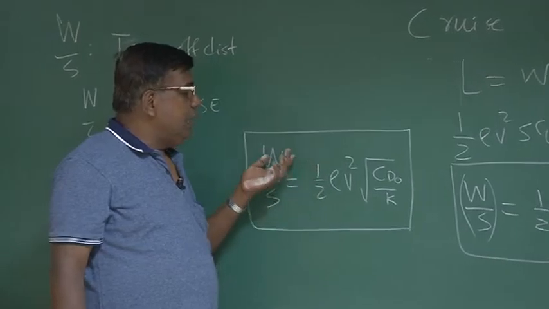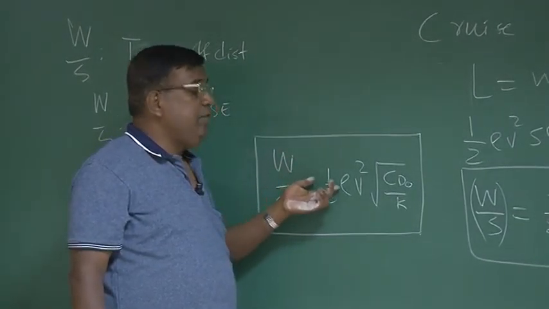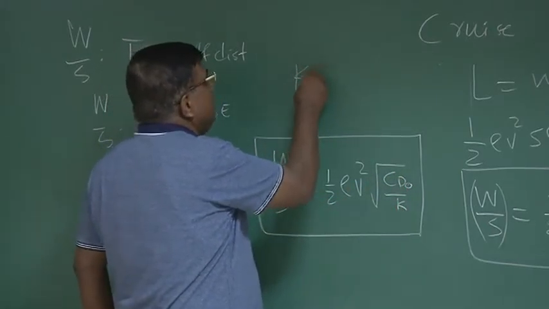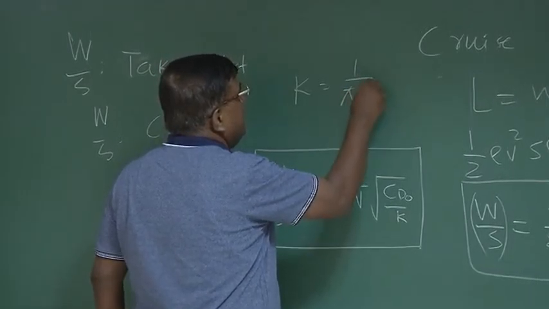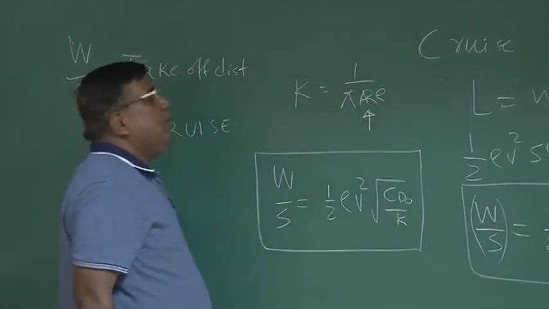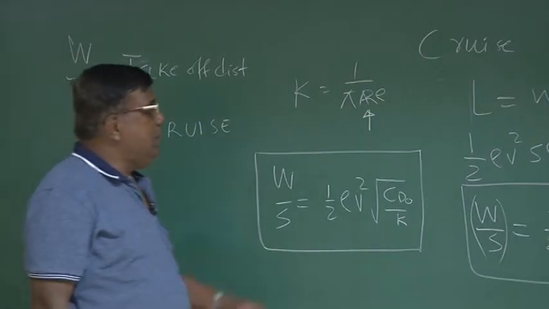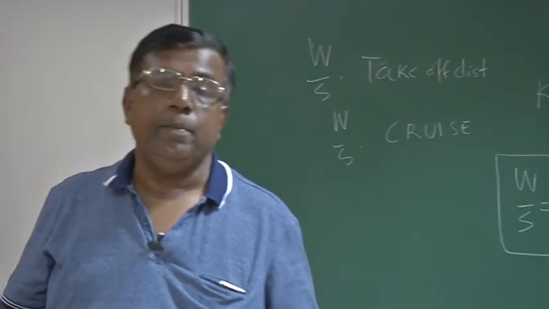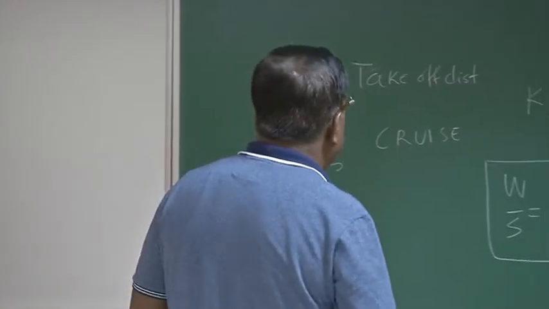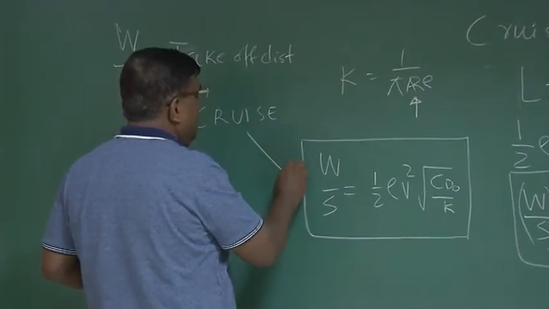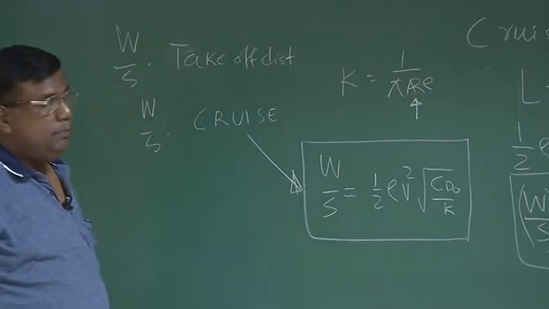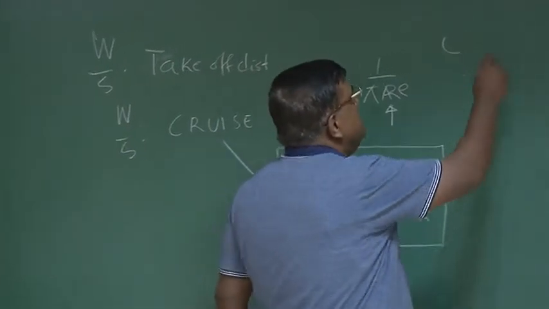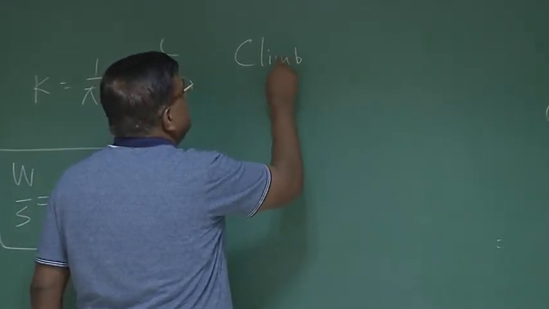You could see that I can manipulate W by S for given rho and V by altering the value of CD naught and K. What is K? K is 1 by pi aspect ratio e. So I have a flexibility in altering the value of aspect ratio, and also CD naught. I can make the aircraft smoother. I can reduce the skin friction. So depending upon the requirement, again, I find there is a restriction on W by S because of cruise. Okay, let us see what happens during climb. Check for climb.